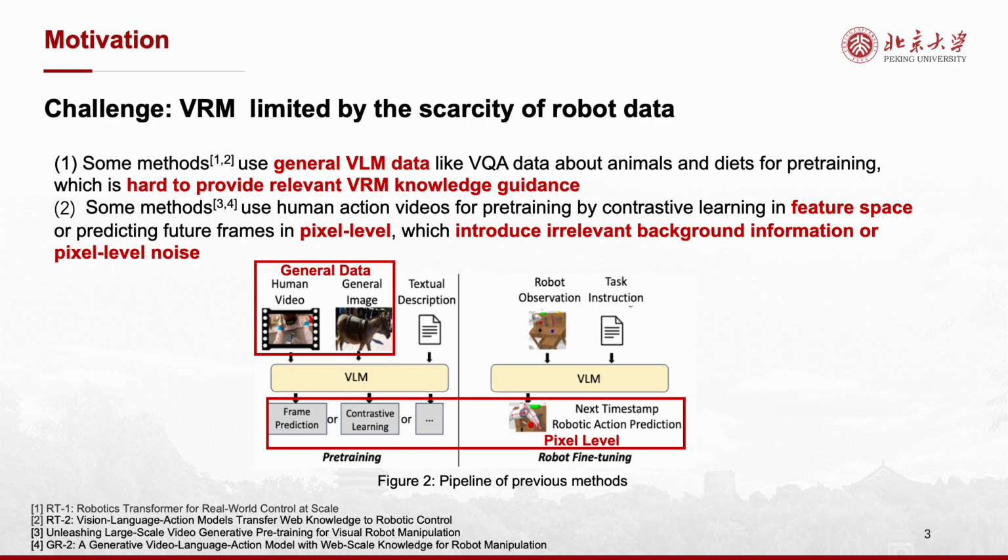To address this issue, some methods use general VLM data, like VQA data about animals and diets, for pre-training, which is hard to provide relevant VRM knowledge guidance, and some methods use human action videos for pre-training by contrastive learning in feature space, or predicting future frames at the pixel level, which introduce irrelevant background information or pixel-level noise.